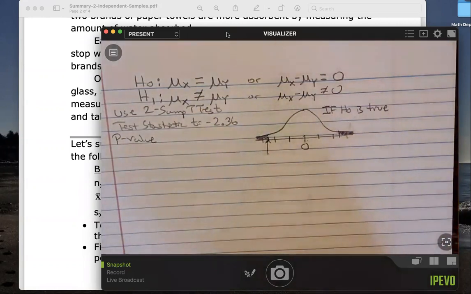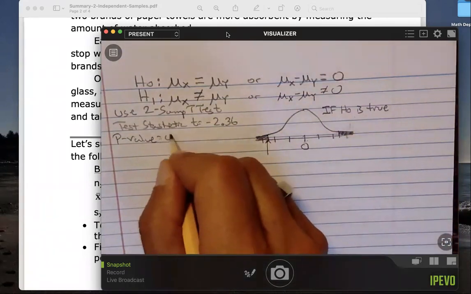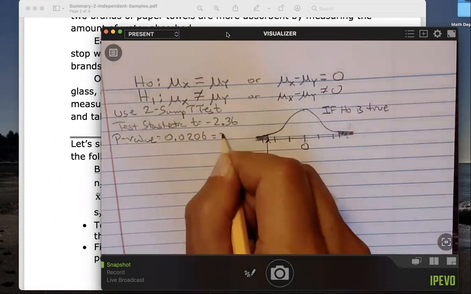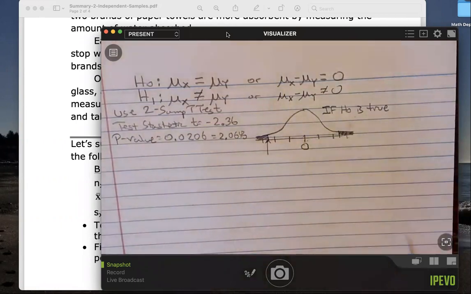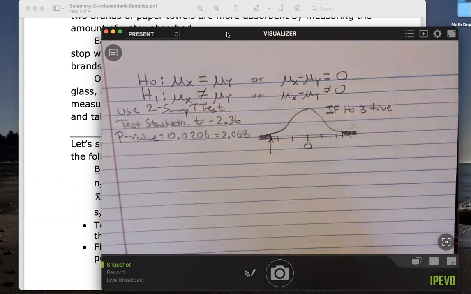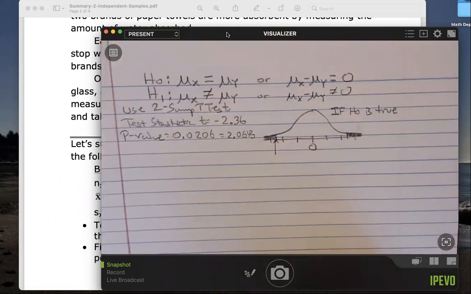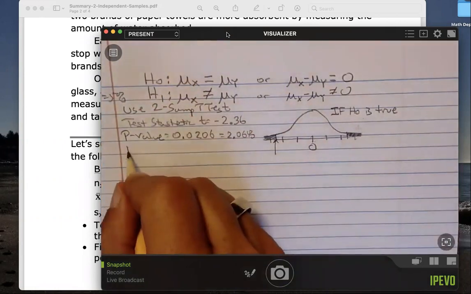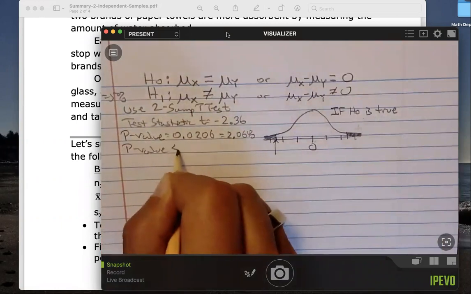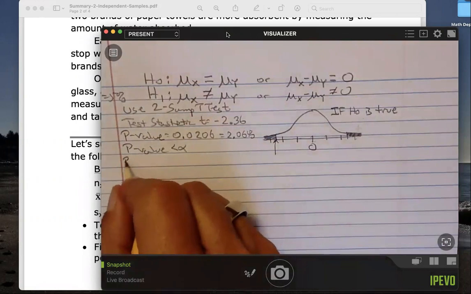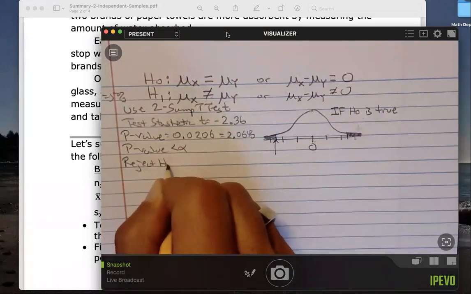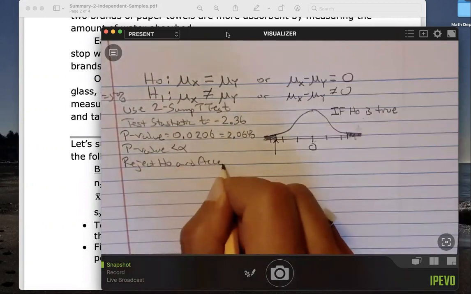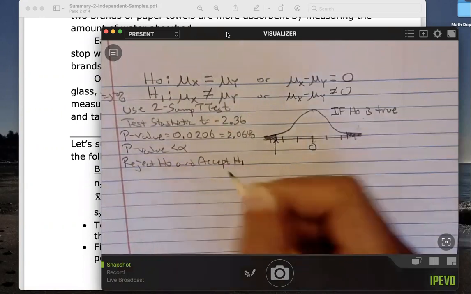So those two areas add up to your p-value, which is 0.0206, 2.06%. So that is small enough to be considered unusual because we're using a significance level of 5%. So our p-value is so small, it's smaller than the significance level. So we're going to reject the null hypothesis that there's no difference and accept the alternative that there is a difference.